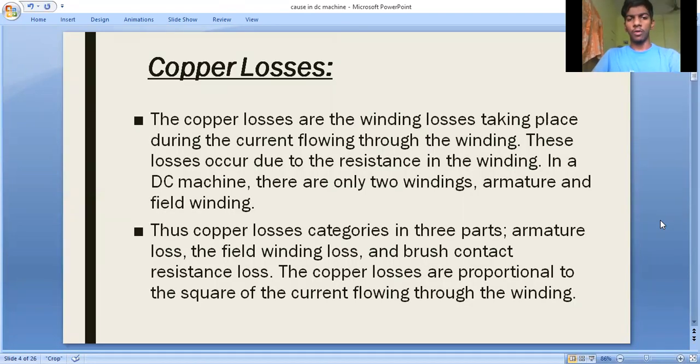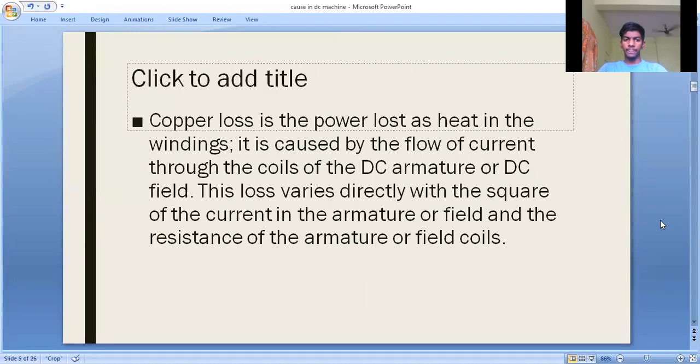Copper losses. The copper losses are the winding losses taking place when current flows through the winding. These losses occur due to the resistance in the winding. In a DC machine, there are only two windings, armature and field winding. Thus, the copper losses are categorized in three parts: armature losses, field winding losses, and brush contact resistance losses. The copper losses are proportional to the square of the current flowing through the winding.